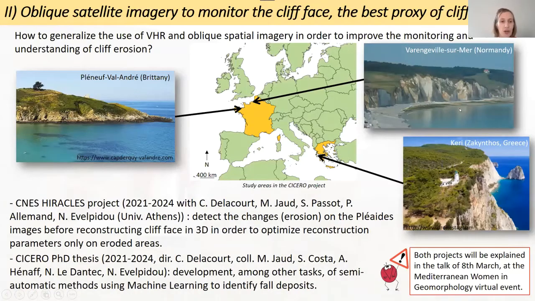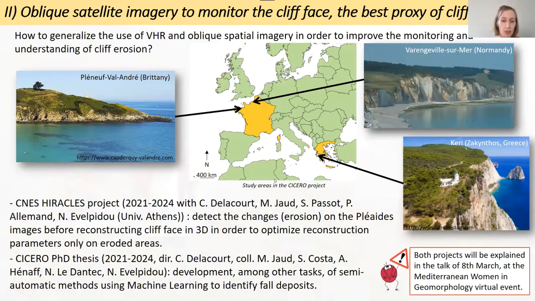So how to generalize the use of very high resolution and oblique spatial imagery in order to improve the monitoring and understanding of cliff erosion is my current research problematic. The aim is to make the best use of Pleiad imagery in terms of retreat rate and erosion modalities by developing relevant, transposable and intelligible methods for monitoring and understanding erosion.